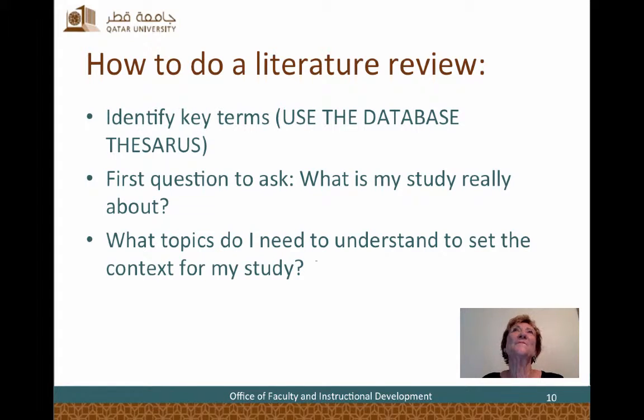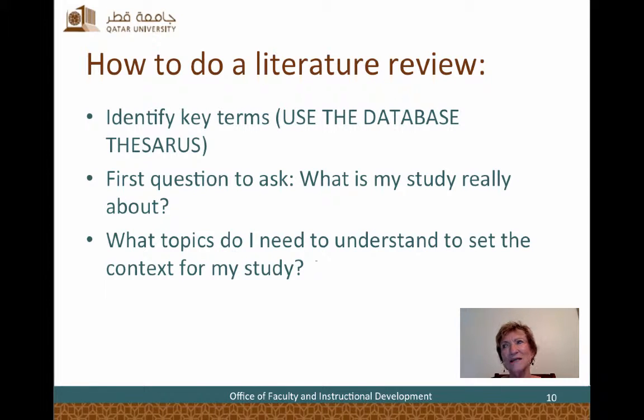For example, the word voice. Voice meant nothing 20 years ago, and then suddenly about that time, finding one's voice, having voice, was a matter of empowerment, and it became very important. And so the terms change.